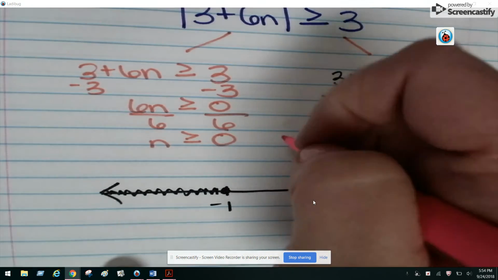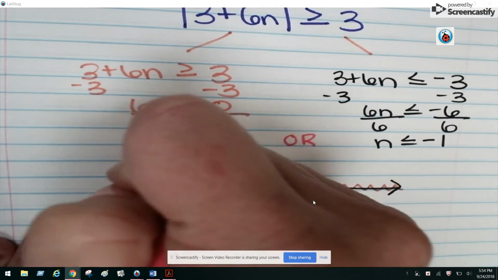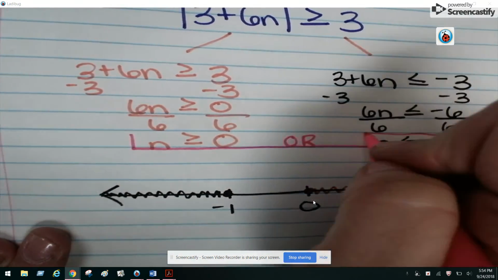We want to make sure we go back and add that or. I would probably have it right away so I don't forget it, but you need that or in there. And so this would be our final answer.